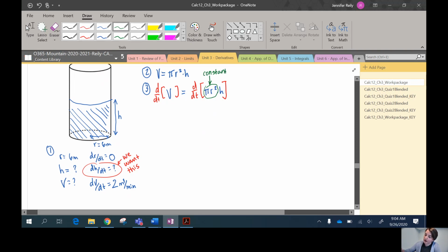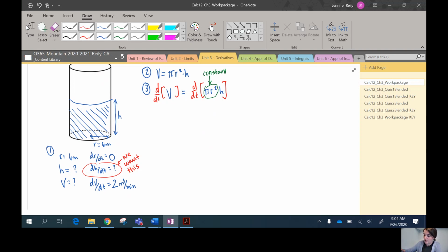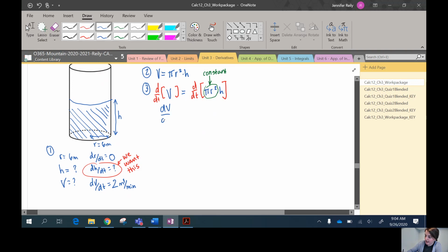So when we have a constant multiple, we're free to just take that out of the derivative and just multiply it to the answer, right? So on the left-hand side here, I'll have dV by dt. On the right-hand side, I'll have pi times r squared, right? We take it out. And then I just need the derivative of h with respect to t. Okay, and we can only do that because r is a constant.